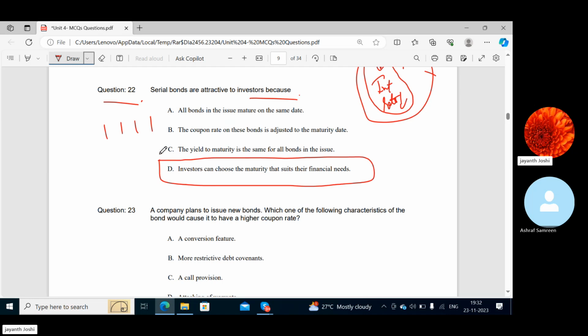Serial bonds have staggered maturity. Staggered means stage-wise; they mature over a series of years. Thus, investors can choose the maturity date that meets their investment needs. For example, an investor who will have a child starting college in 16 years can choose bonds that mature in 16 years. So they can see their financial needs and choose the maturity date.